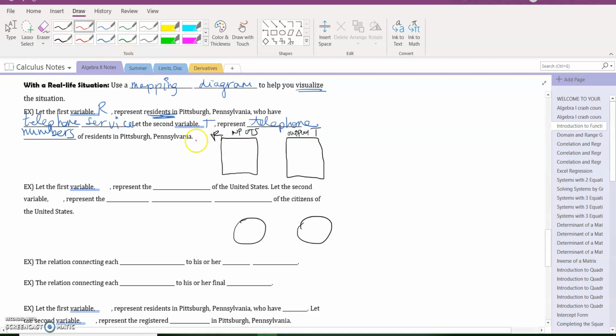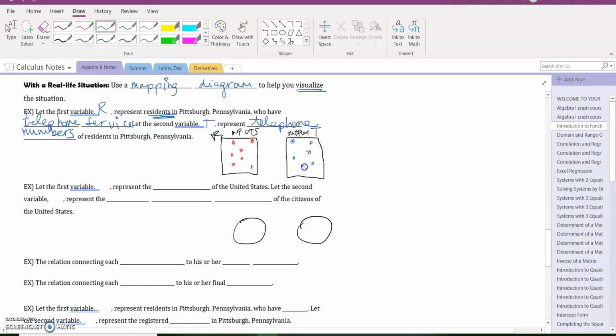So we don't have actual numbers here. Sometimes you'll have actual numbers in your mapping diagram. I'm just going to put dots here to represent residents. Doesn't matter how many you put, just put them in here. And I'm going to have my outputs represented like this.